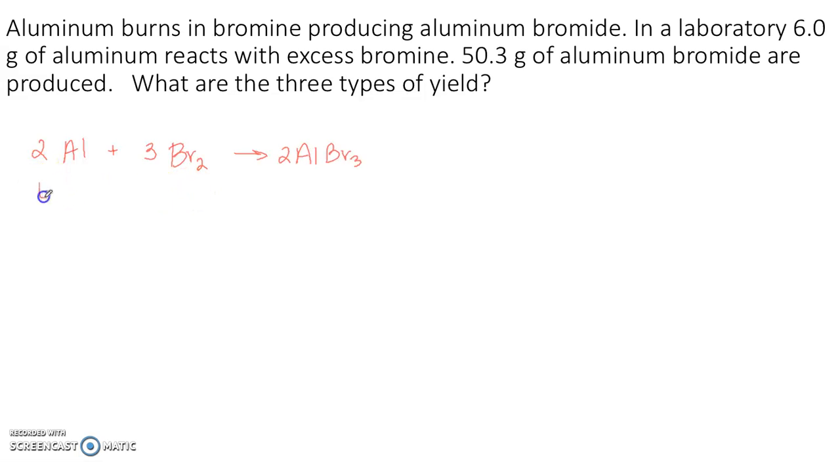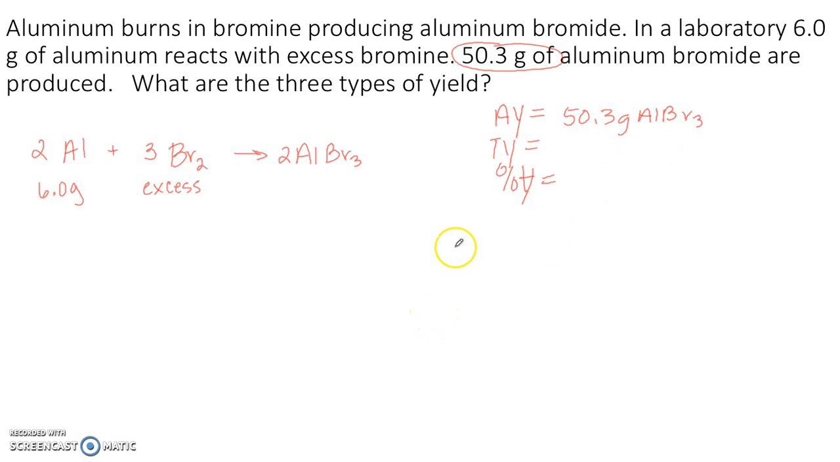All right, and they want to know if 6 grams of aluminum reacts with excess bromine, and they said we're going to make 50.3 grams of aluminum bromide. So they want to know our actual yield, our theoretical yield, and our percent yield. But we already have this one because it tells us that much is made. So we know that 50.3 grams of aluminum bromide is our actual yield.